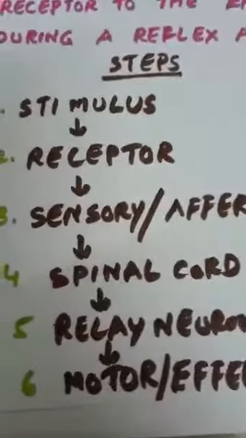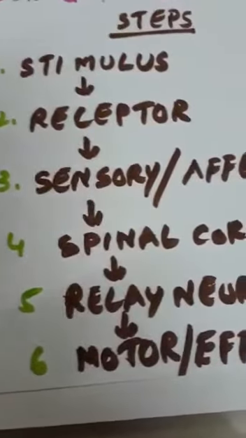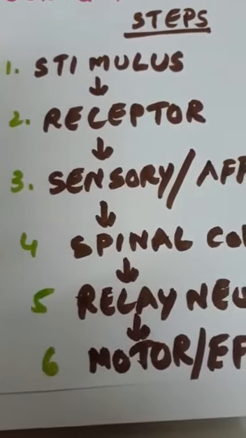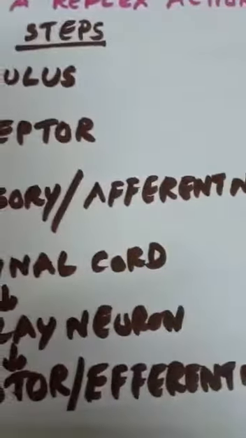The reflex arc has the following steps. The first one is stimulus, the second one is receptor, the third one is sensory or afferent neuron, the fourth one is spinal cord, the fifth one is relay neuron, the sixth one is motor or efferent neuron, and the seventh one is muscle action.